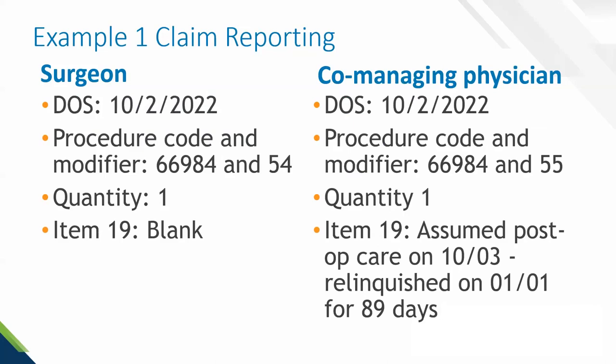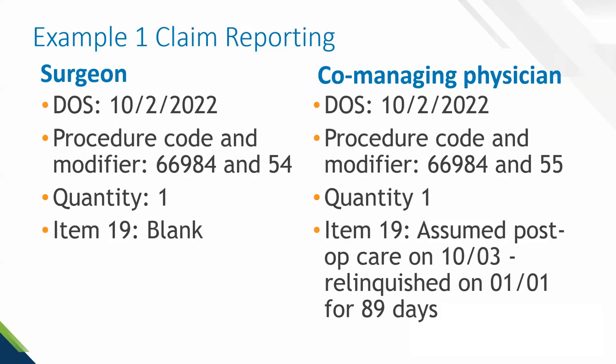The other doctor, though, the way he bills is going to be that same date of the surgery, same procedure code with modifier 55. Quantity is still going to be 1. He's going to indicate in item 19 or the narrative function when he assumed care and when he relinquished care. So you can see here there's 89 days. So Medicare would do the math on that, take the percentage of the fee schedule amount for the surgery, divide that by 90. This is a 90-day procedure, and then we would pay for 89 days.